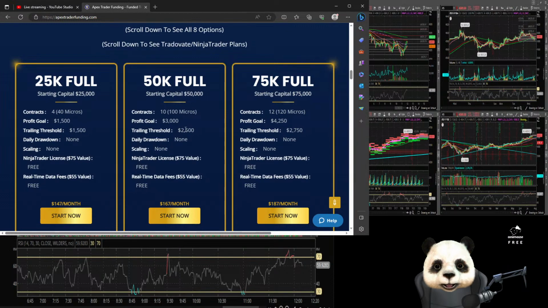The trailing threshold, once you get funded and pass the profit goal, once you're above the trailing threshold plus 100, so once you get to 2,600 profit in your account, the trailing threshold will just stop. So you'll have a trailing threshold at 50,100 and you'll be at 2,600 profit, and you'll stop there.